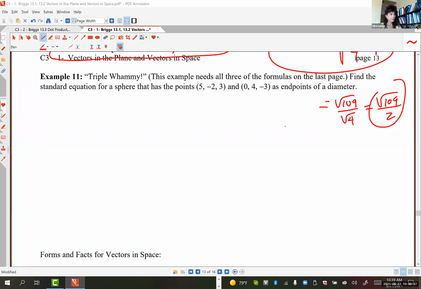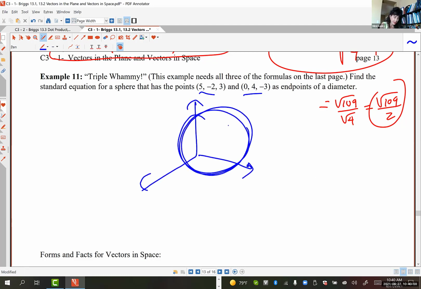What I love about this example 11 is it involves all three of the formulas on the last page. So let's take a look at how that works. They're giving us 2 points that live on the boundary of the sphere that create a diameter. And so what does that mean? Well, if here's 3D, like so, and you've got some sphere here. Let's say this point over here is the 5, -2, 3, and then we're creating a diameter here. So way over on the other side is this 0, 4, -3, like so, right?